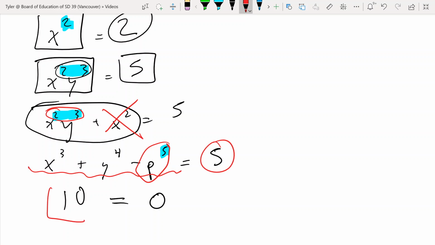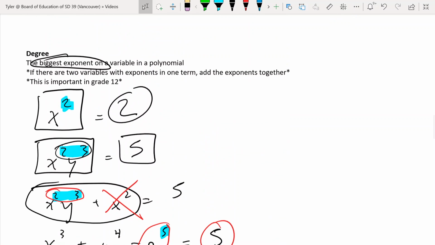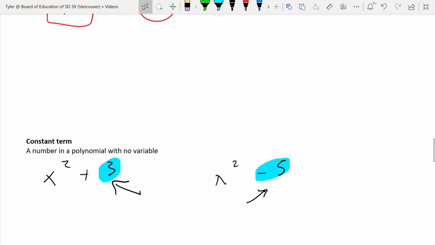And then this one's kind of a trick. There's actually a 0, right? 10 to the power of 0 here, so the degree is 0. Again, the only thing you really need to know is what the degree is when given a polynomial expression.